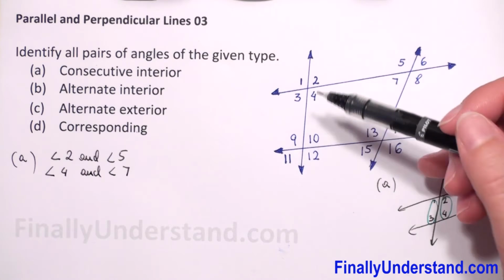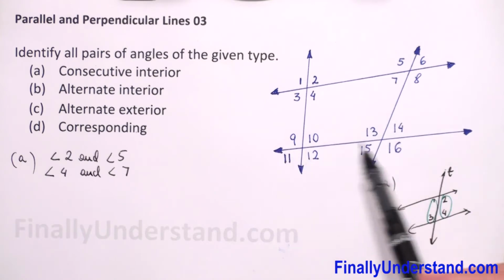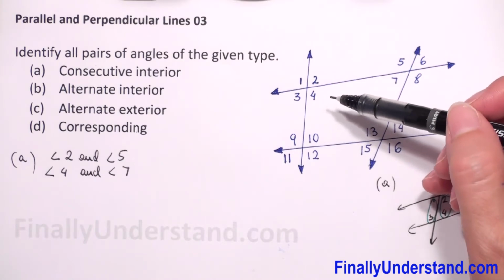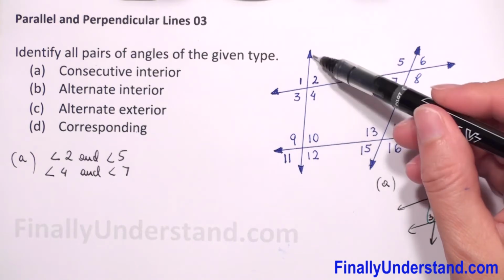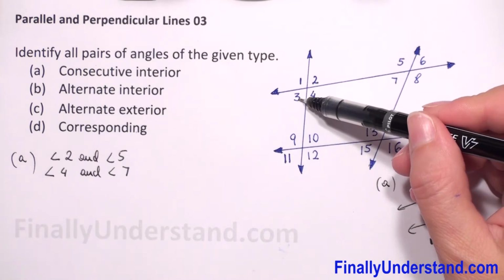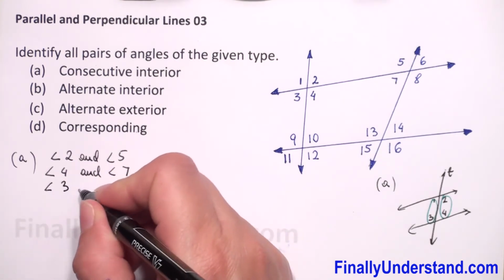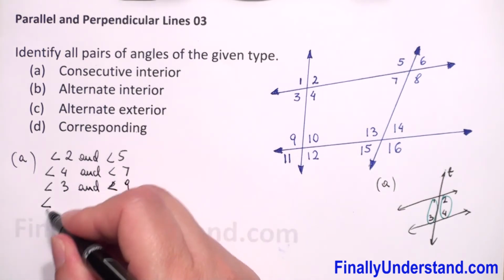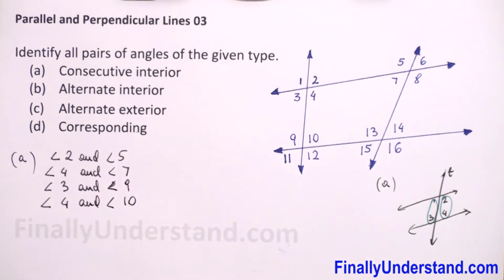Now let's look at this as our transversal which passes these two lines. So we have to find the angles which are between these two lines now and which are on the same side of our transversal. So now the consecutive interior angles will be 3 and 9 and 4 and 10. So we have angle 3 and angle 9, angle 4 and angle 10.